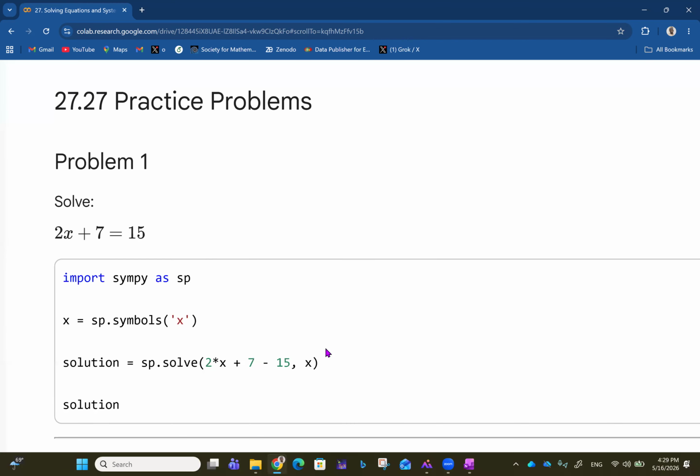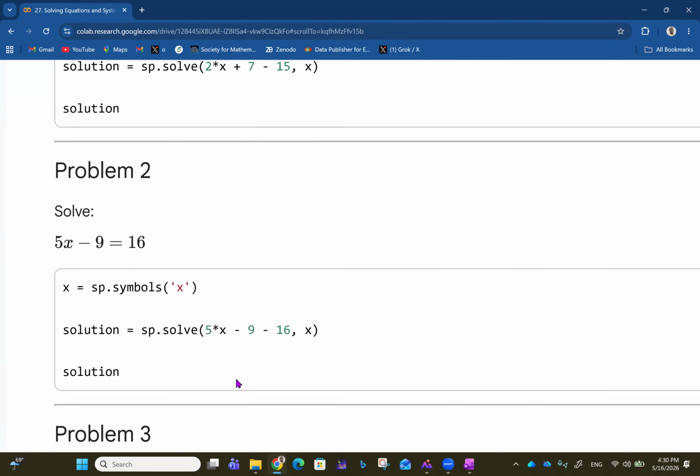So we have some practice problems. Interestingly, this time around, the practice problems come with the solutions already. So that's rare, right? So we have 2x plus 7 equals 15. You want to solve this. So of course, you import SymPy as sp, declare your variable sp.symbols x. Then solution sp.solve 2x plus 7 minus 15 with respect to x, and that gives you the solution. If you copy this into Jupyter Notebook or into a Python environment, you get your result. Here, of course, 2x is going to be 8 and x is going to be 4.